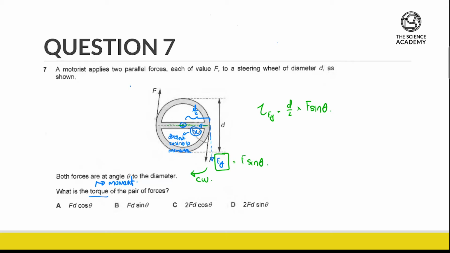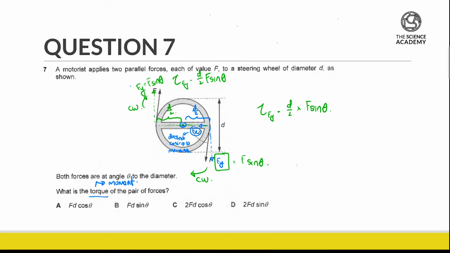Now, by symmetry, we can say the same for the other force. We also have Fy, which gives rise to a moment, and Fy is also going to be F sine of theta, and the distance over here is also going to be D over 2. So the moment due to this second Fy is going to be D over 2 F sine of theta, and you realize that this particular moment is going to be clockwise as well.